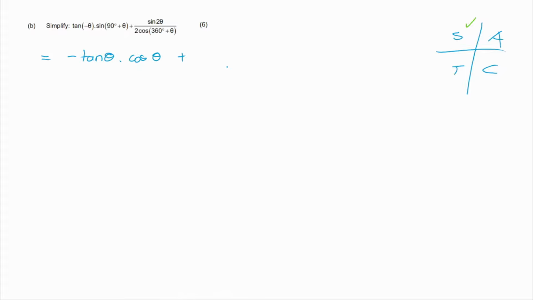Plus sine 2 theta. From our formula sheet, that just becomes 2 sine theta times cos theta. I need to change that, because here I'm dealing with 2 theta and everything else is theta. And here at the bottom, 360 plus theta just means I'm in the first quadrant and cos is positive there. So I just get this over here.